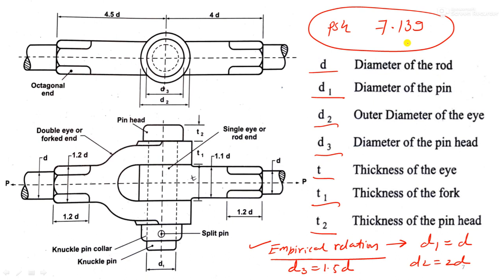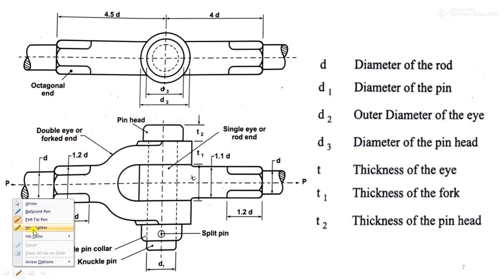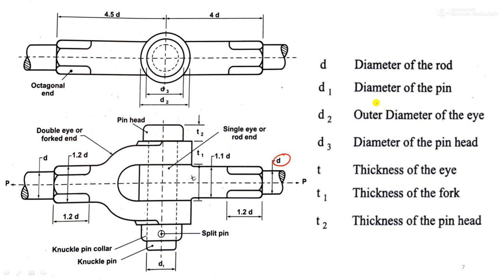Okay, so now let us understand the nomenclature for this figure. It is same as the last one. D is nothing but a diameter of the rod, right? D is nothing but a diameter of rod, that is rod A and B. D1 we have considered diameter of the pin. You can see here, diameter of the pin. Pin means what? Knuckle pin. D2 is the outer diameter of the eye.